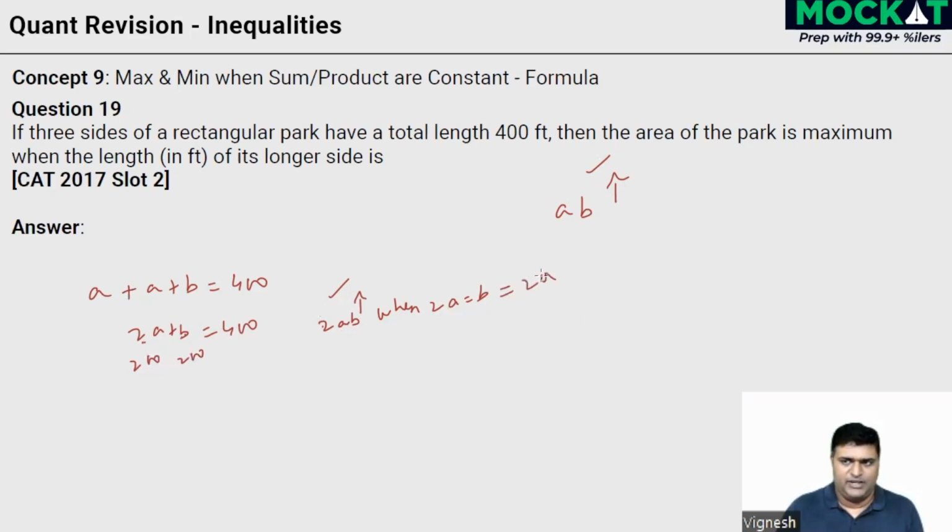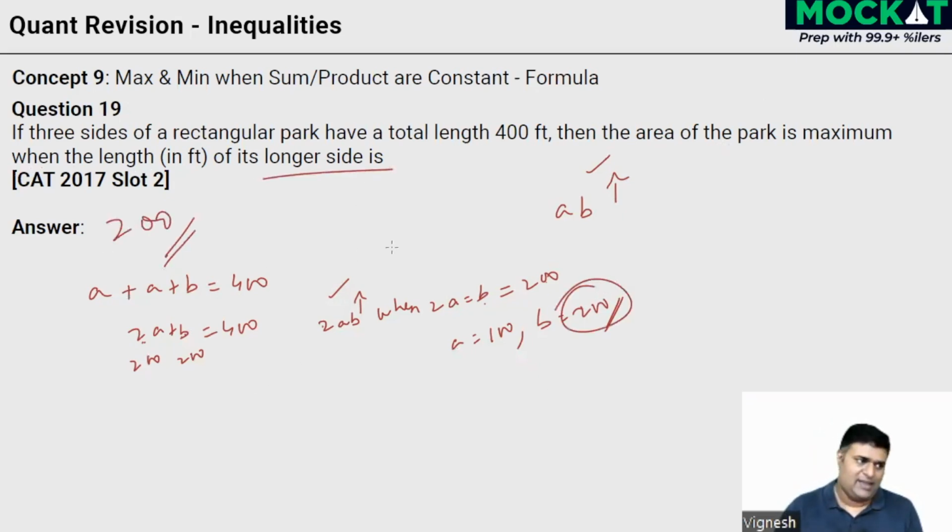2A equals B equals 200, right? Only then 200 plus 200 is 400. So if 2A is 200, A equals 100. If B is 200, B is 200. The question asked is, when the length of its longer side is how much? Longer side over here is 200. And that becomes the answer for this question. Okay. Let's move to another question.